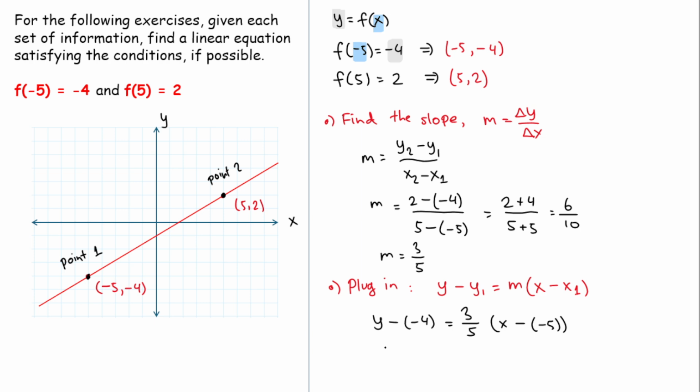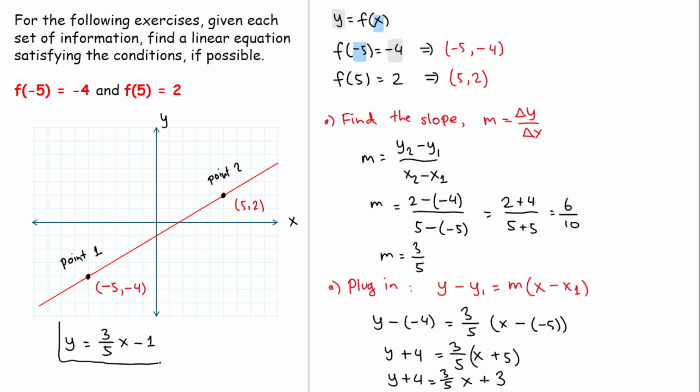Good. And so we'll have y plus 4 equal to 3 over 5 times x plus 5. Good. And then I think we can simplify this. So we'll have y plus 4 equal to 3 over 5 x, and then 3 over 5 multiplied by 5, that will be 3, right? And so we can move this 4 to the right-hand side, or subtract both sides by 4. So we'll have y is equal to 3 over 5 multiplied by x, and then 3 minus 4, that will be -1. And that is the equation of the line here.